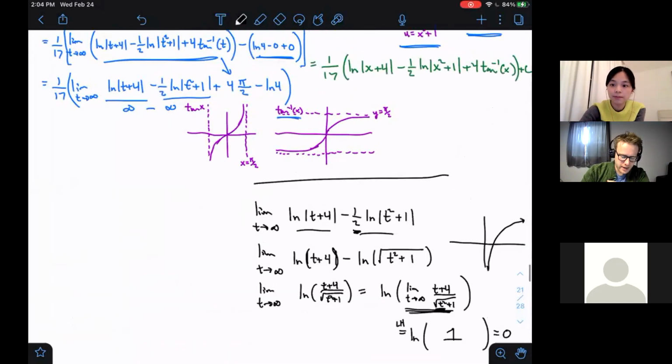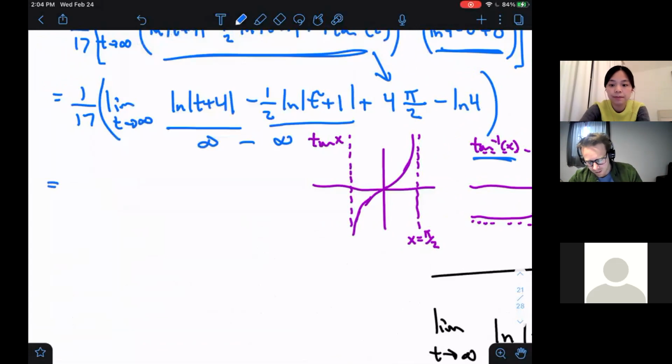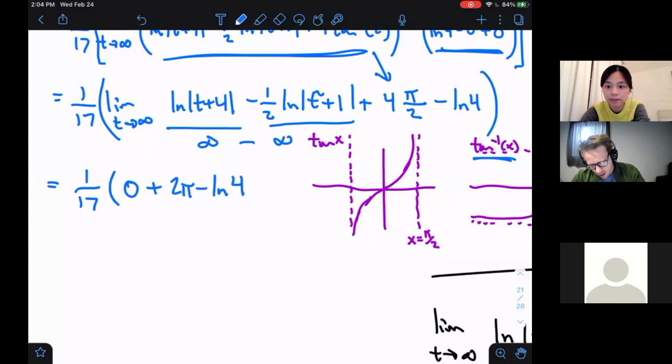So all that to say, I see that there's a few raised hands, and I'll certainly give an opportunity for questions here. But let me just write the final answer and highlight it. The final result is this limit of these 2 natural logs being subtracted, this infinity minus infinity, is just 0. And so plus, let's see, our 2 pi minus the natural log of 4.